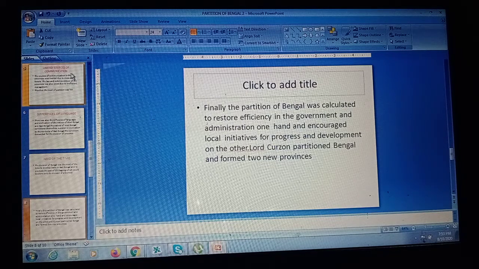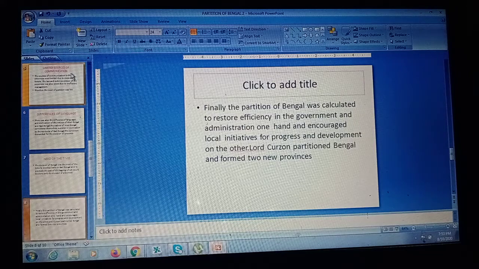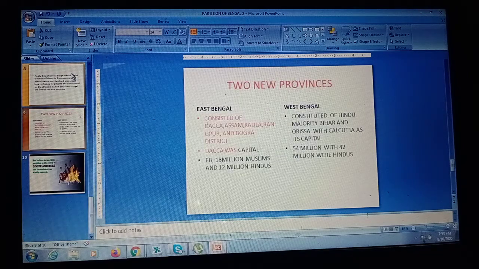They had to encourage local initiative for progress and development on the other hand as well. So for the development of trade and commerce and the promotion of the place, they had to divide Bengal into two halves. Therefore Curzon partitioned Bengal and formed two new provinces, East Bengal and West Bengal.